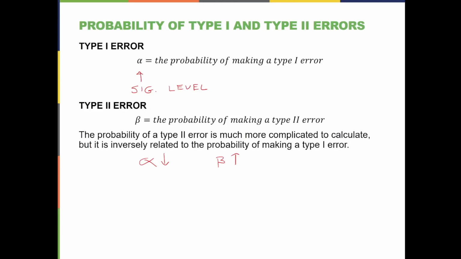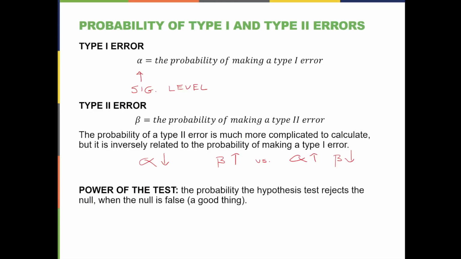Whereas if I increase the probability of making a type 1 error, beta will decrease. So there's two possible outcomes. Now again, you cannot calculate beta based off of the concepts we're learning in a beginning intro to stats class.